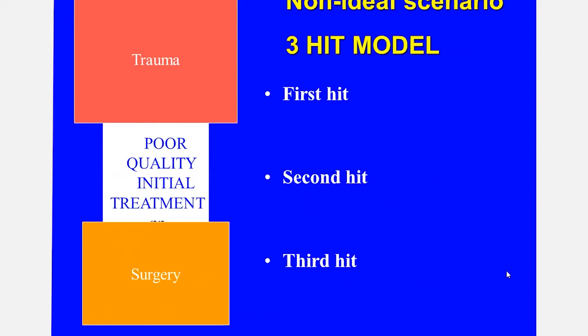But now here is where we come to DCO in low resources, the model. This is what we need to understand today: in a country like India or parts of Africa or other parts of the world, often the 2-hit model does not hold. So you have trauma and then you have very poor quality initial treatment. So you have another hit. First hit, second hit, and then you have the surgery, which is the third hit. So instead of 2 hits, you end up having 3 hits.